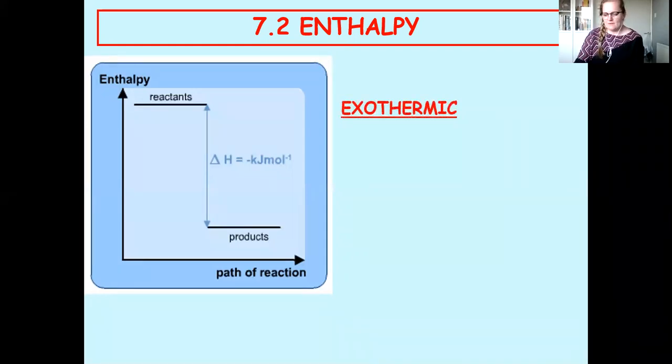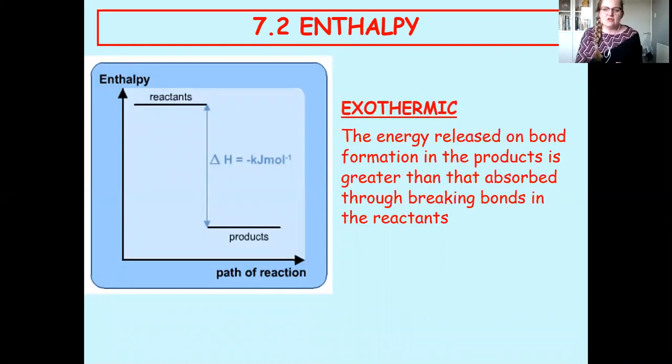So in an exothermic reaction, the energy released on bond formation in the products is greater than that absorbed through breaking bonds in the reactants. So what we mean by that is basically whatever energy we're releasing when we're forming those bonds in the products is far greater than that absorbed through breaking the bonds in the reactants. So that's an exothermic reaction.